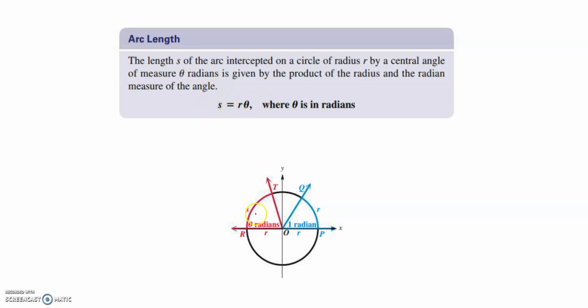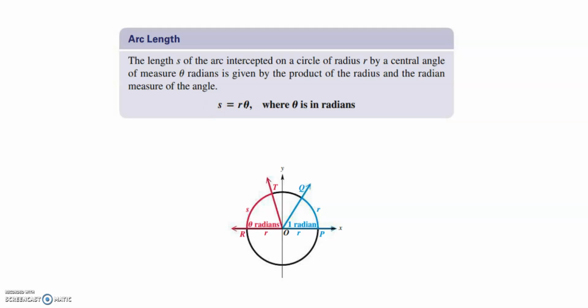So if we want to know this arc length, we need to know the radius of the circle and the angle that is formed from that arc. We find it by taking the radius and multiplying it by the angle. What's really important here is that the angle has to be in radian measure. So if you get the angle in degrees, you have to convert it to radian measure in order to use this formula. You will find the arc length by multiplying the radius and the angle.